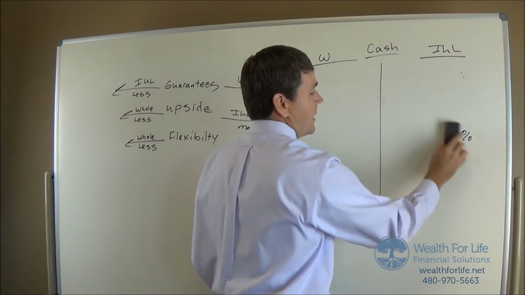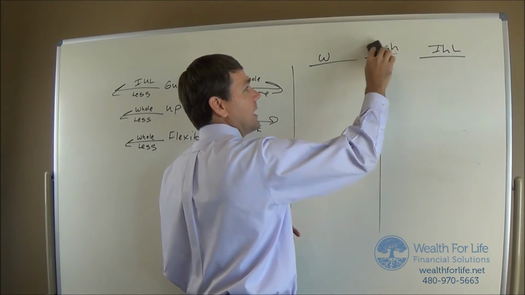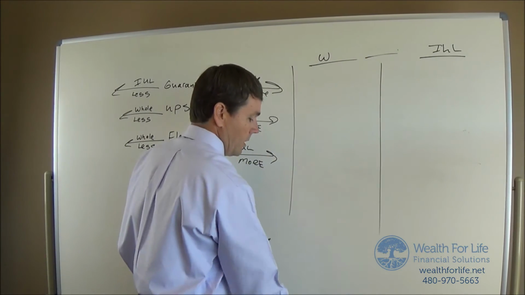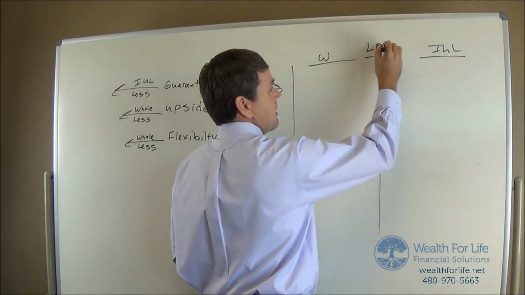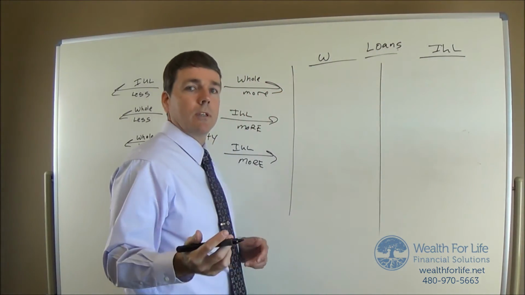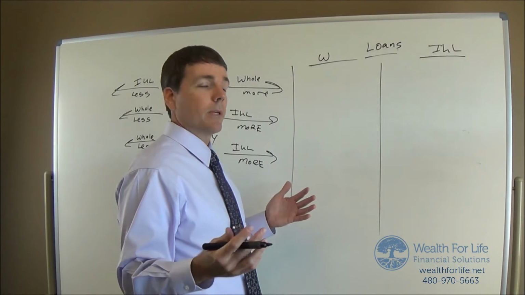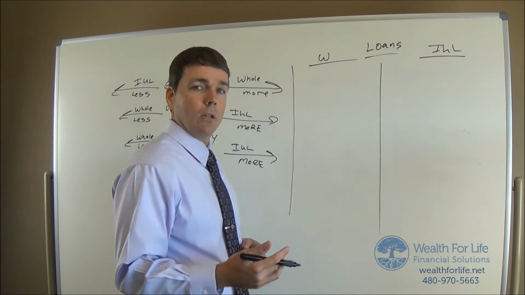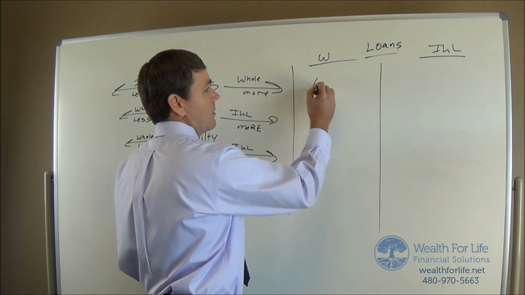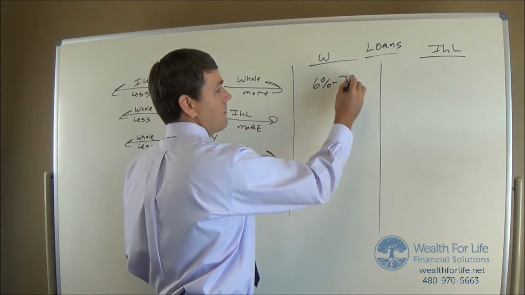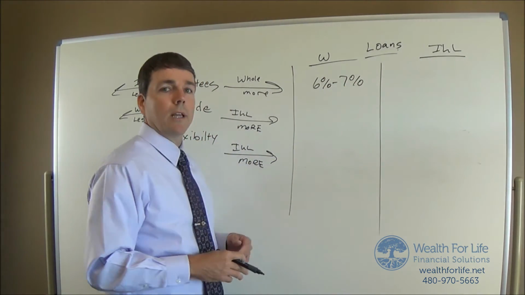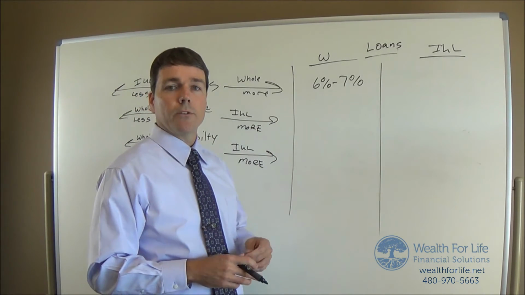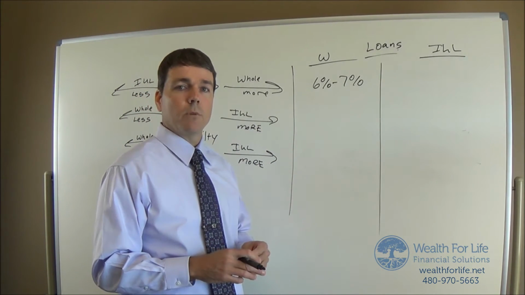So if we start with the whole life side, regarding loans, what's going to happen most of the time is it's going to be different for each company, but I would say if we look at the most popular whole life carriers out there, most loans are going to be at the 6 to 7% range. So that means when you borrow money out, that's the stated rate that you're going to pay. It'll say that inside the policies, usually says it in the brochures.